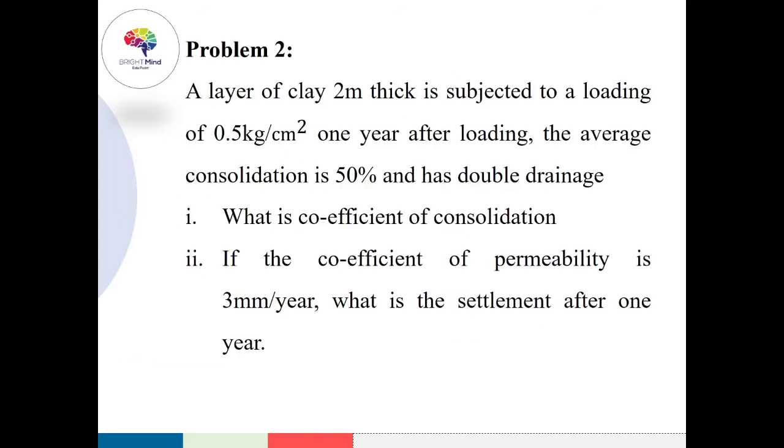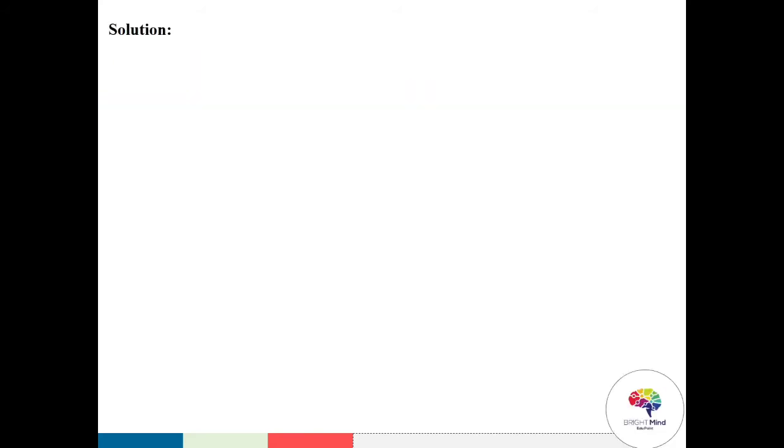Moving ahead to the second problem, a clay layer of 2 meter thickness is subjected to a loading of 0.5 kg per centimeter square. 1 year after the loading, the average consolidation observed is 50%, and the clay layer has a double drainage available at the site. So we have to calculate the coefficient of consolidation and the settlement after 1 year if the coefficient of permeability is provided as 3 mm per year. So we'll see how we can find out the variables.